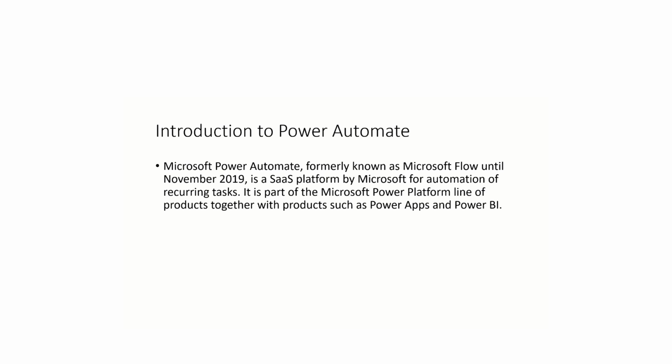Introduction to Power Automate. Power Automate, formerly known as Microsoft Flow until November 2019, is a software as a service platform by Microsoft for automation of recurring tasks. It is part of the Microsoft Power Platform line of products, together with products such as Power Apps, Power BI, etc. In the future, we will also put out training sessions for Power Apps and Power BI as well.